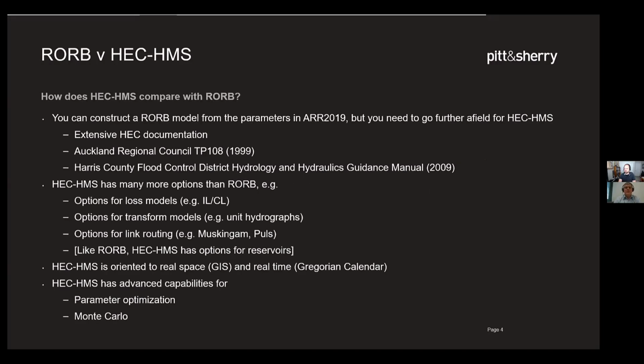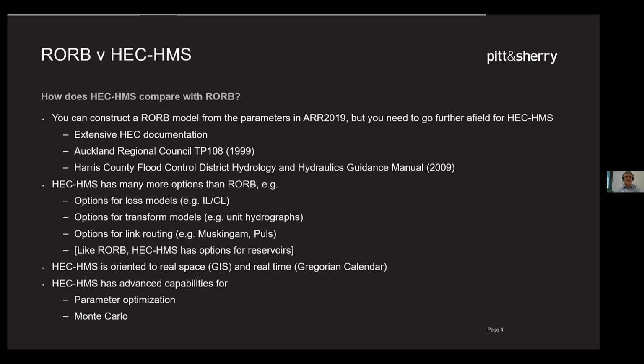Comparing HMS with RORB is a little bit like comparing a screwdriver with a workshop. RORB does things one particular way. There are some variations and options in there, but HMS, as I say, is more like a modeling platform. Now that presents a real challenge: where do you start? You need to go further afield for HMS. There's the HEC documentation, which is very thorough and very large. You need to know where to look in that stuff. There are also user guides. The ones that I'm aware of are Auckland Regional Council, TP 108, and the Harris County Flood Control District's manual. Both of those are based on event-based stuff. One's in New Zealand, one's in the US, of course. Not really touching on long-term continuous simulation, which is another interest of mine.